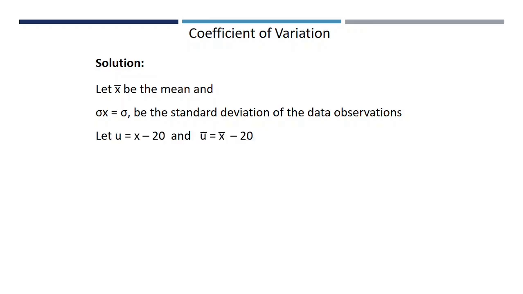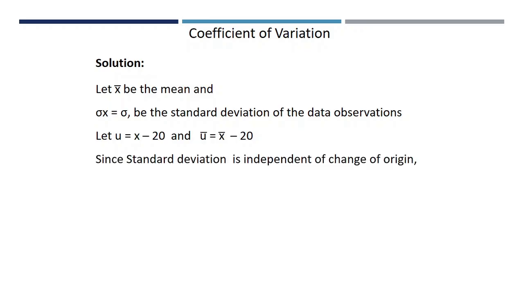Let u is equal to x minus 20. That means subtracting 20 from every observation of the original data set. So if we subtract 20 from every observation of a data set, the mean of the new data set, u bar, is equal to x bar minus 20.